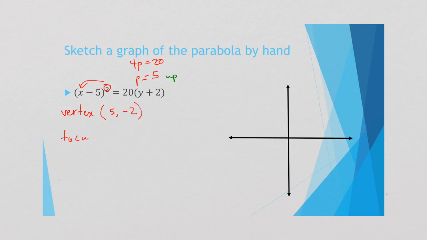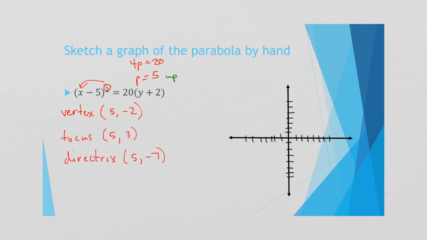Focus is h, k plus p, so -2 plus 5 is 3. Directrix is going to subtract the 5. So 5, -7 is going to be my directrix. And now I'm at my graph.